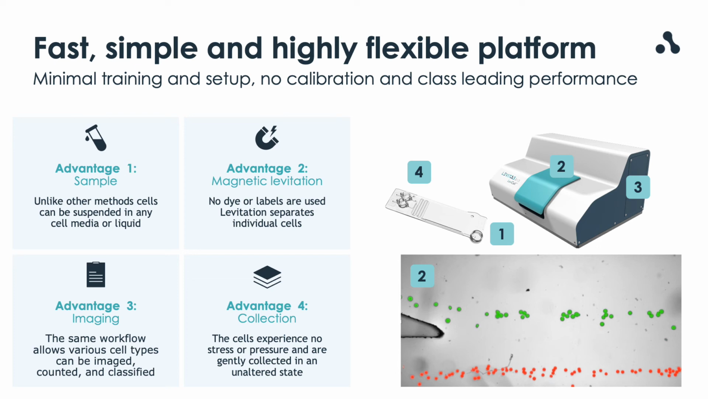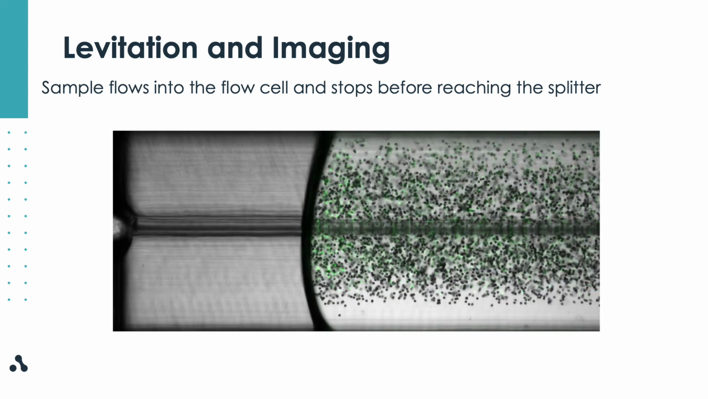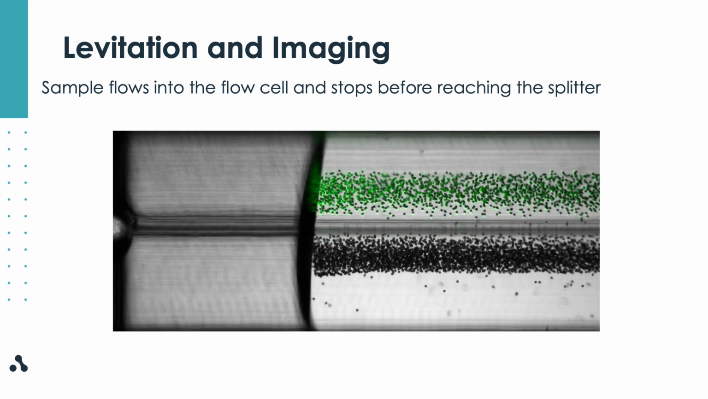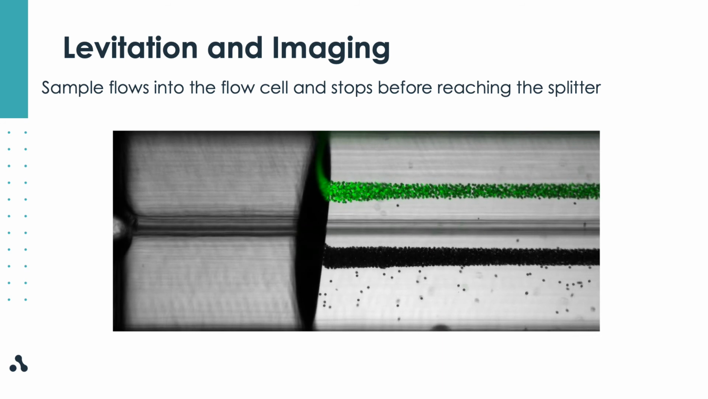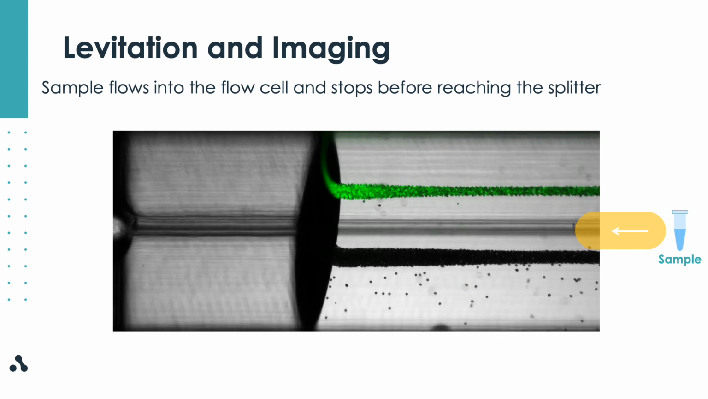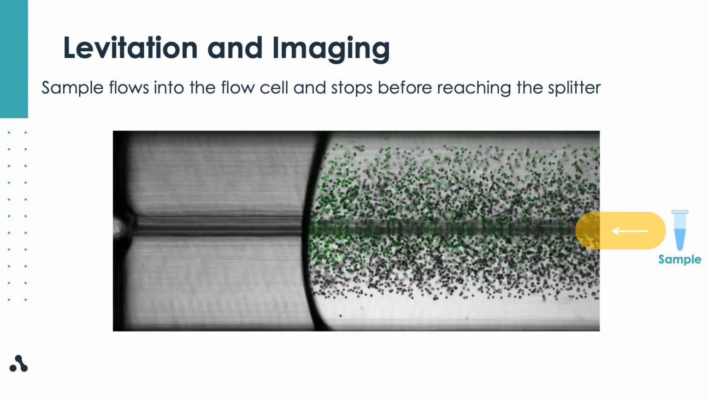Now, it's always nice to see how the actual levitation and imaging works. So in this particular case, I'll show you what the instrument is seeing as the sample is loaded. So as I play the video, you will see the cells flow in. What you notice is the meniscus stops before the splitter. So right here at the end of the channel, we see the splitter that was shown in the graphics before. This image is about 2 millimeters high. And what you can see is that as the sample flows in again, the meniscus stops.